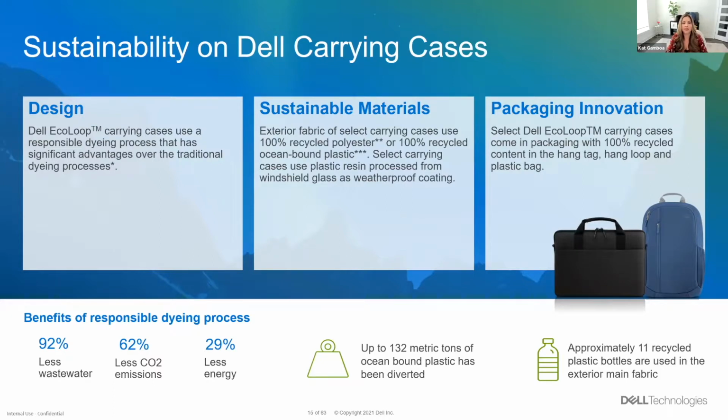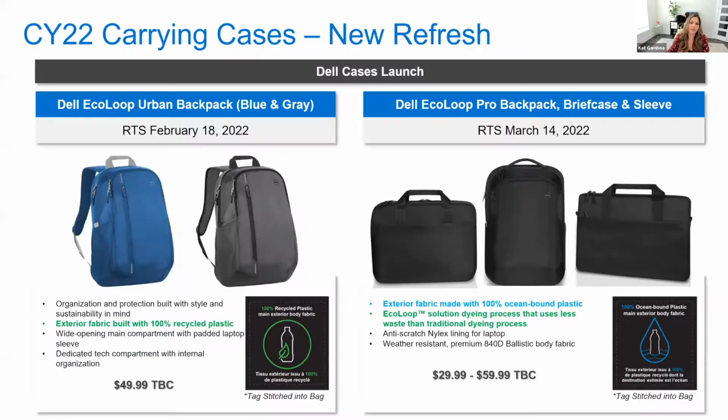And if you notice there are some notes. I'm sorry, I can't even see it with the comment box, but up to 132 metric tons of ocean-bound plastics have been diverted. So this is very exciting. We keep pushing for innovative ways to be sustainable. Our packaging is also made with 100% recycled content. So it's a well-rounded story when it comes to our Dell carrying cases. Frank, if you'd like to go to the next one.